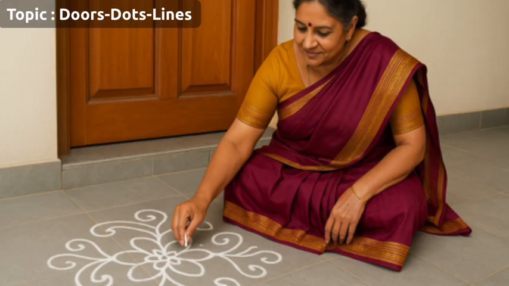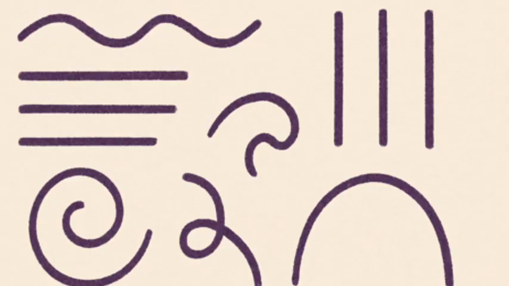Next topic, dots and lines. Look at that flower decoration. So many lines and curves. Do you see the borders on grandma's sari? Those are made of lines, too. Some are straight, some are curvy. Let's draw lines and curves and make our own designs.